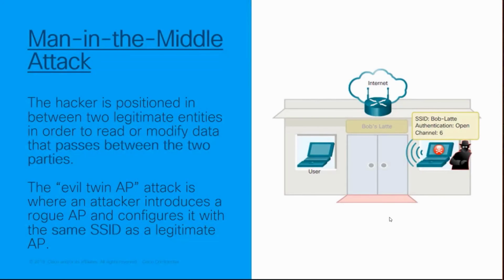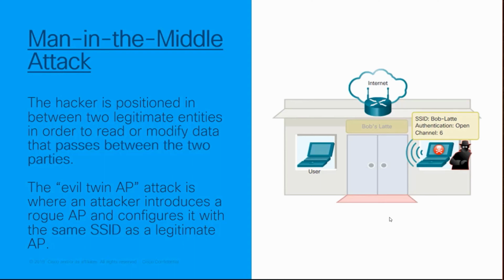With a man-in-the-middle attack, a hacker is going to position themselves between two legitimate entities in order to either read or modify the data that passes between those two entities. There are many ways that a man-in-the-middle attack can be created. A popular way is to use the evil twin access point attack. This is where an attacker is going to introduce a rogue access point. They're going to configure the rogue access point with the same wireless SSID as a legitimate, real access point nearby.